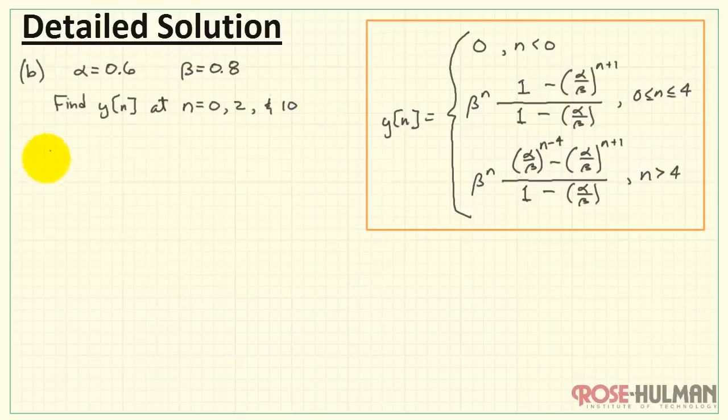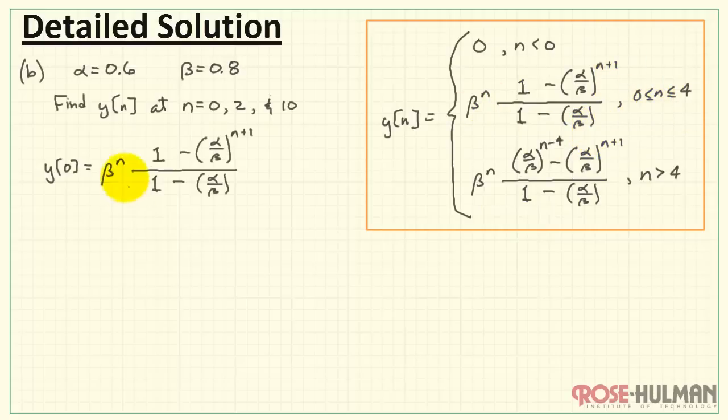Now in part B, we want to evaluate the closed form solution at specific values of n and for specific values of alpha and beta. You have to make sure you choose the correct form. This would be the form that we use when n is equal to 0. We see that the numerator and the denominator are the same in this case, so y of 0 is 1.